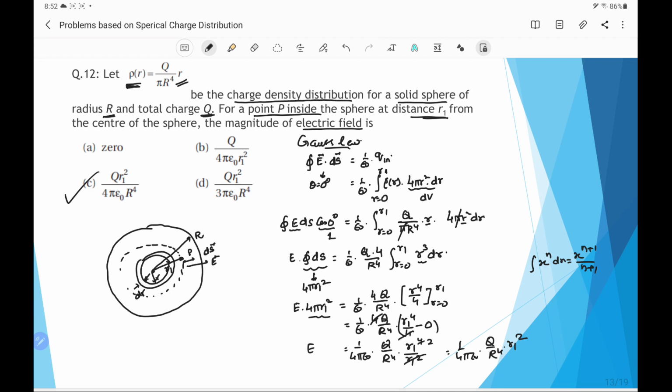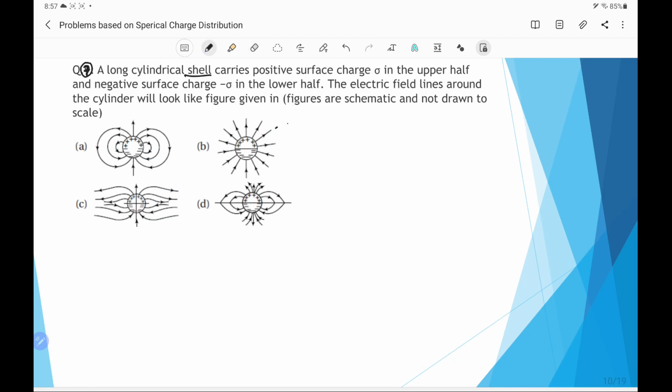Next question is, a long cylindrical shell carries positive surface charge sigma in upper half, negative surface charge minus sigma in lower half. The electric field lines around the cylinder is. So because the cylinder is having the positive and negative charge in upper and lower half, the field lines should form a continuous line from positive to negative.